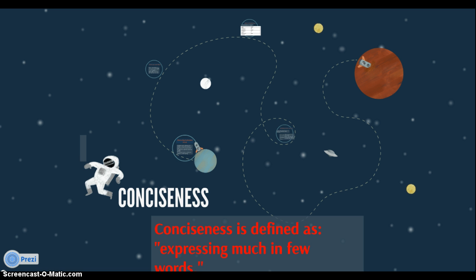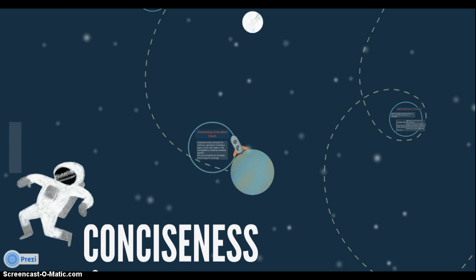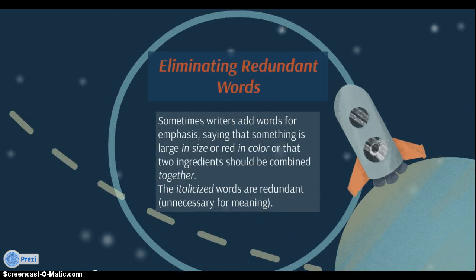Now, I'm going to show you some things that can help you make your writing more concise. So let's start by talking about redundant words. Redundant words are words that are not necessary. And a lot of writers do this. They're trying to emphasize something, but what they're really doing is putting in words that are not necessary.